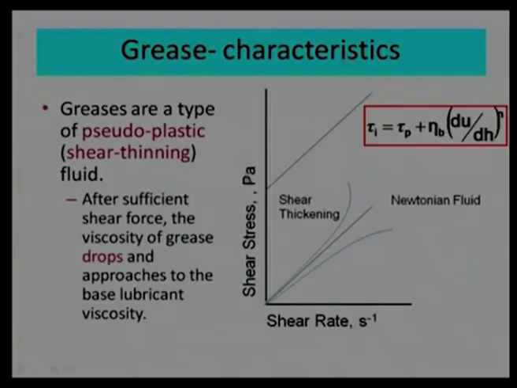Now, in grease there will be a tau p value, there will be an eta b value, and there will be an n value. So, there will be 3 constants we need to find out to characterize a grease. Effectively, we need to find 3 parameters: tau p, eta b and n. That is why, to define tau p, we require some initial shear force. So, the viscosity of grease drops and approaches the flowability of a liquid.